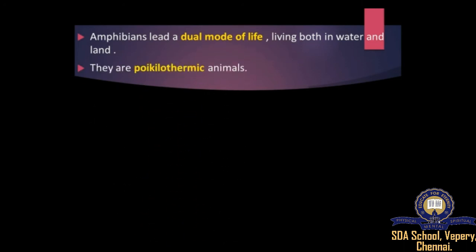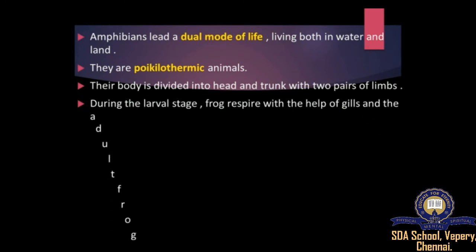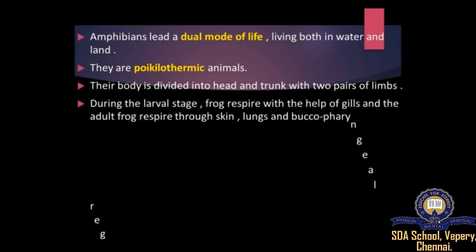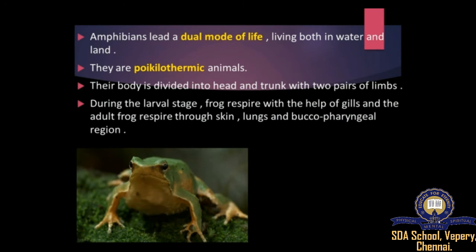And we saw that these animals are poikilothermic. That is, what are poikilothermic? It is an animal whose internal temperature varies considerably. Okay, and we saw that the body of a frog is divided into head and trunk with two pairs of limbs. Okay, during the larval stage the frog respires with the help of gills, and the adult frog respires through skin, lungs, and the buccopharyngeal region.